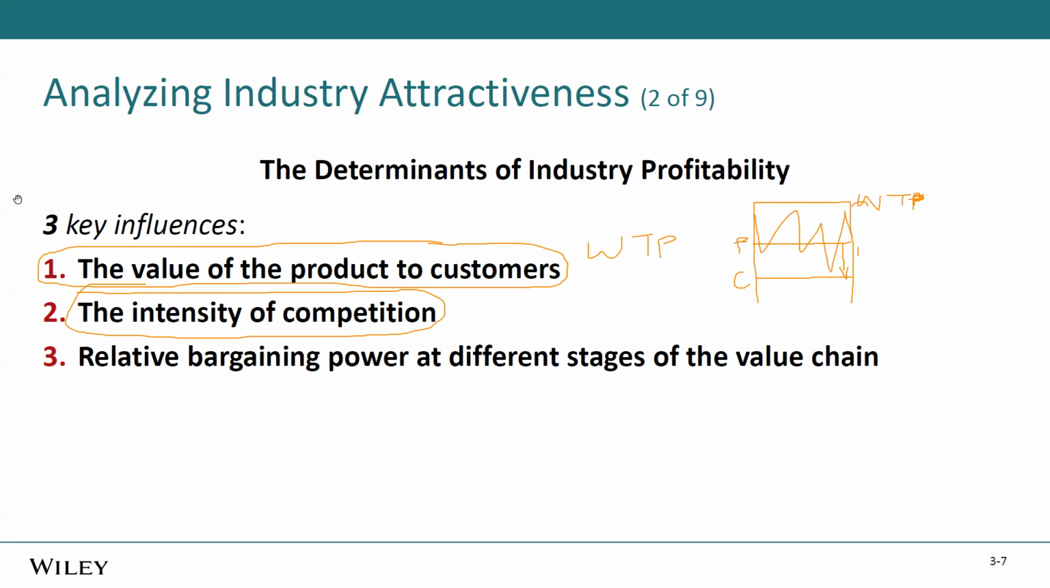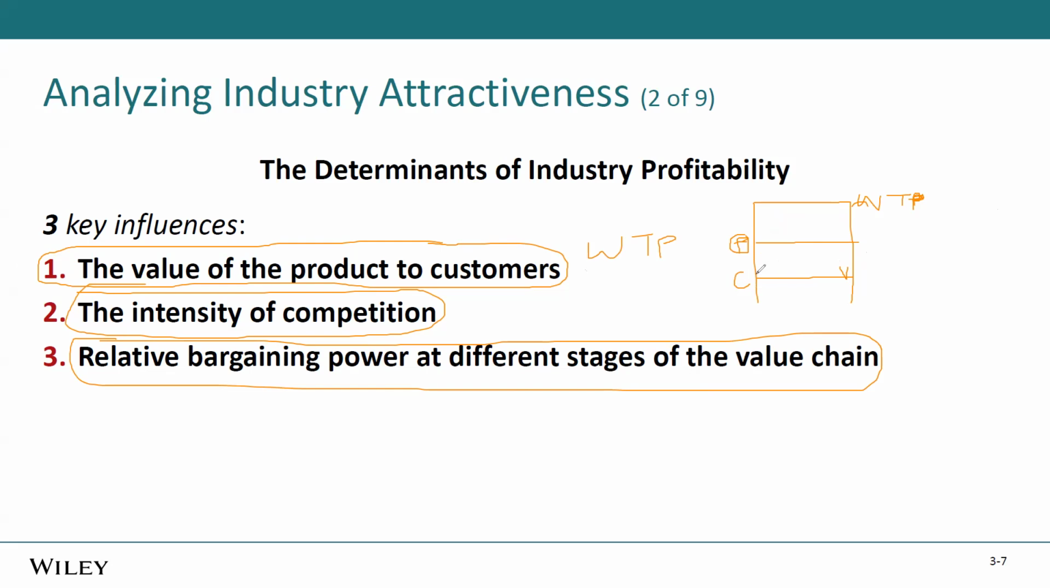The final thing here is the relative bargaining power at different stages. That also affects the price, as does the intensity of the competition. That affects this number here. But the bargaining power we exercise versus our suppliers, put our price back here, is going to influence our cost.